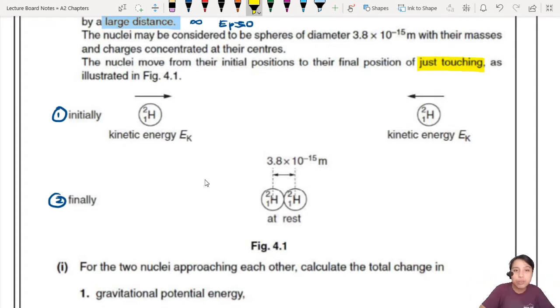At rest. That's very important. At rest means no more speed for both of them, which means both of them should not have any kinetic energy. So all the kinetic has become potential. Ooh, we will use that later.